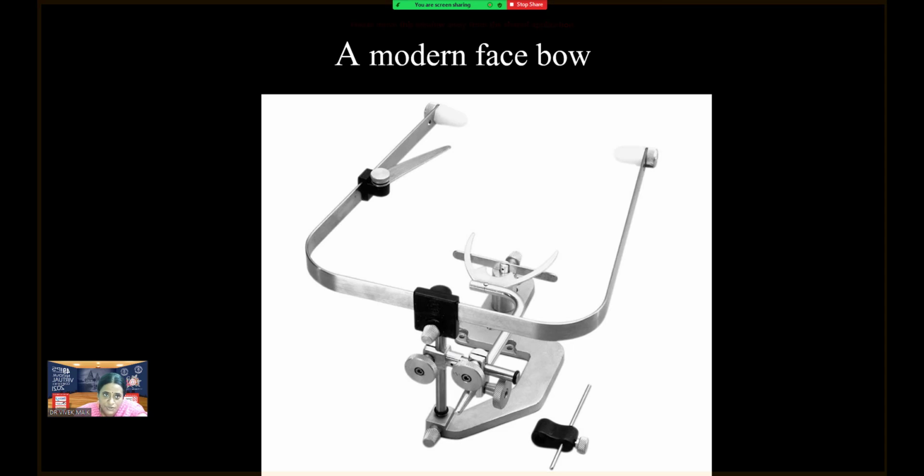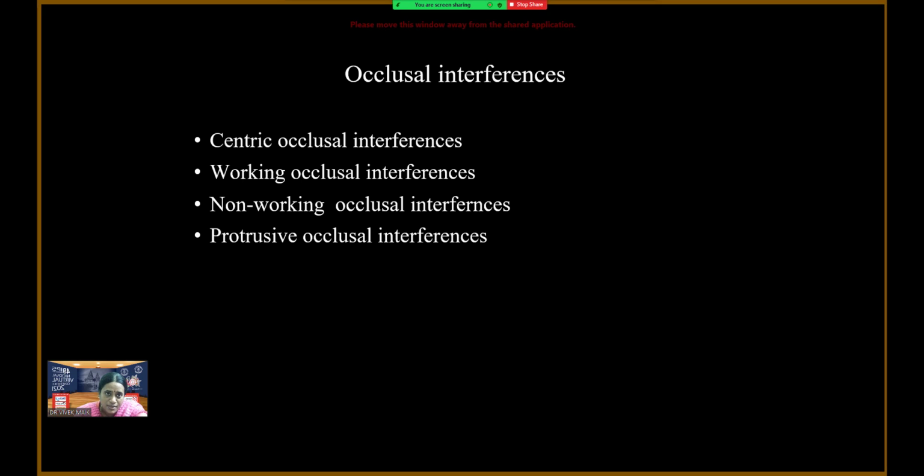This is a modern face bow, which is a spring bow, which is used to transfer the records of a patient with an anterior reference point, which is the nasion.